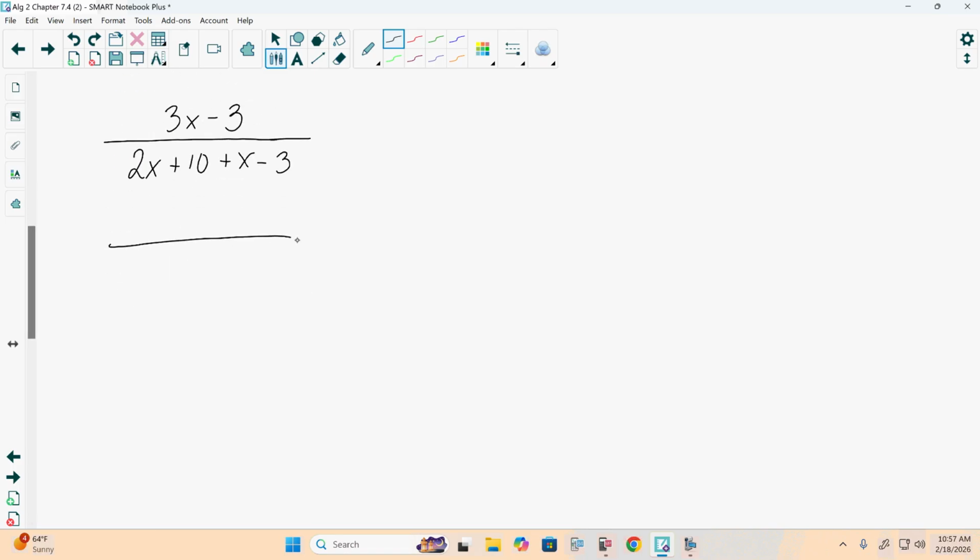And then we could move on and add our like terms. 2x plus x is 3x. 10 minus 3 is positive 7. Telling us that we have 3x minus 3 over 3x plus 7. Yes.